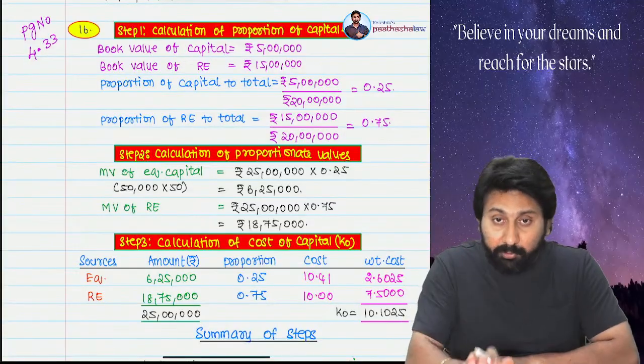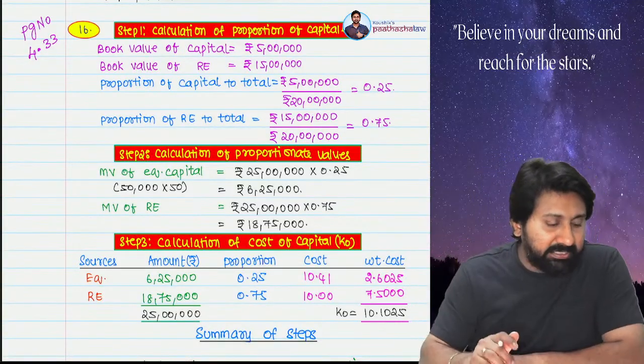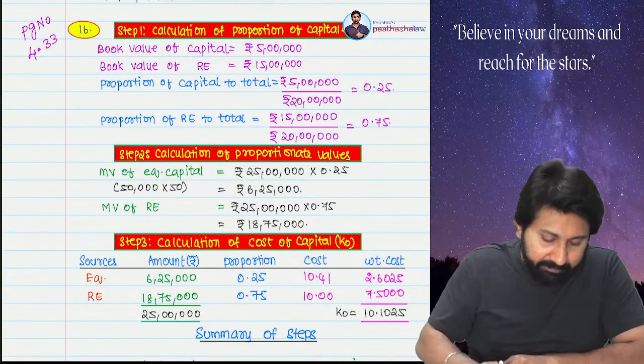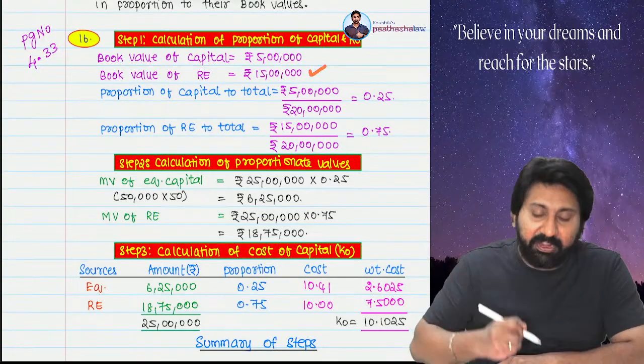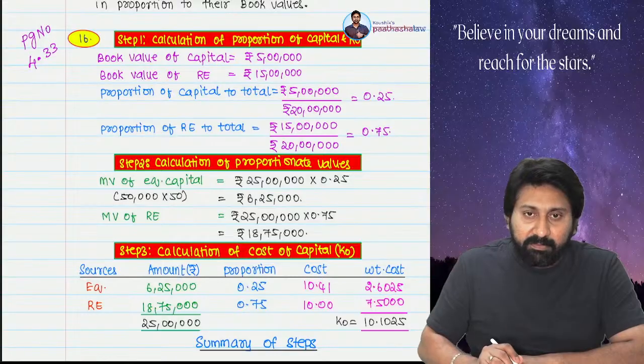I have no time to explain all these, and you have no time to listen to all these. Just listen fast. Book value 5 lakh. Reserves and surplus 15 lakh. Okay? Reserves and surplus 15 lakh.